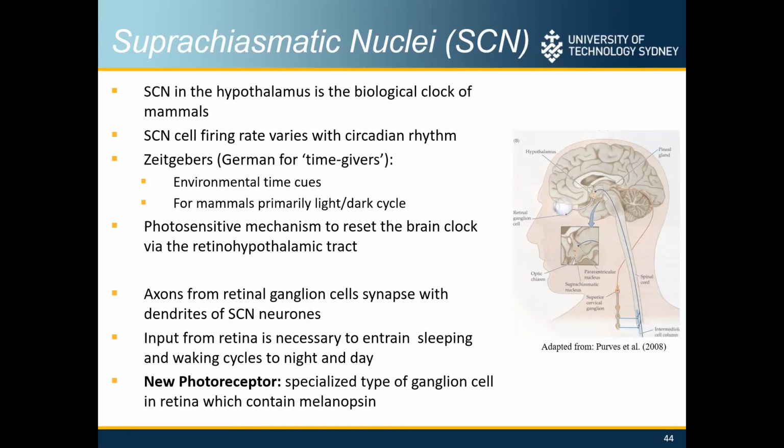In this case, you have the Zeitgebers, which are the environmental cues. And the most popular Zeitgeber that we have is the detection of light through the ocular system. So in this case, within our eyes, we have photosensitive mechanisms to reset the brain clock. So as you take in more light, you tend to feel less sleepy, okay?